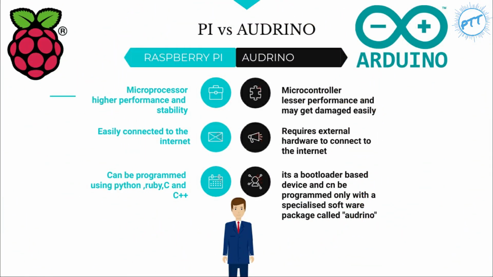Here are a few differences between a Raspberry Pi and an Arduino. A Raspberry Pi is a microprocessor, whereas an Arduino is a microcontroller. Hence, we can get higher performance and stability in a Raspberry Pi, whereas an Arduino board may get lesser performance and may get easily damaged. Since a Raspberry Pi is a computer device, we can easily connect it to the internet, whereas an Arduino requires external hardware to connect to the internet. A Raspberry Pi can be programmed using Python, Ruby, C, C++ and also Java, whereas an Arduino is a bootloader based device, hence can be programmed only with a specialized package called the Arduino.